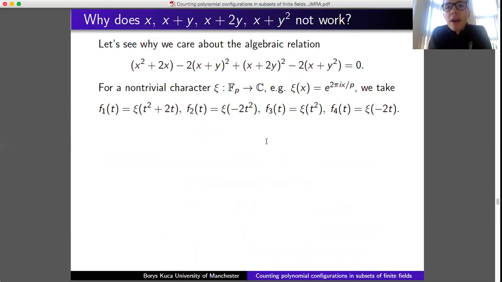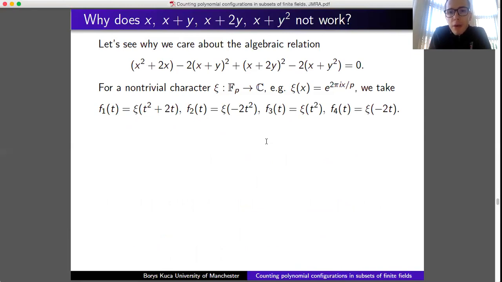And let's see why we care about this algebraic relation. Why is it a problem for us? So I'll construct examples of functions for which a decorrelation equality would not hold. Let psi be some non-trivial character from F_p to C. An example could be a function of the form e to the 2 pi i x over p.